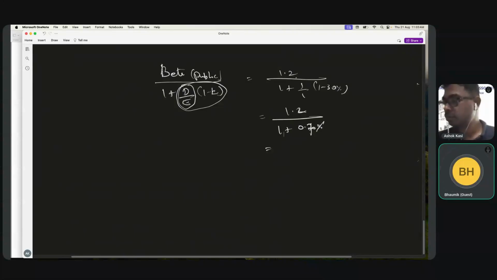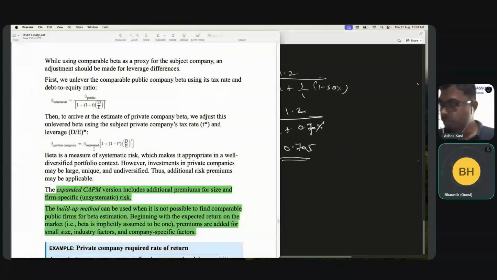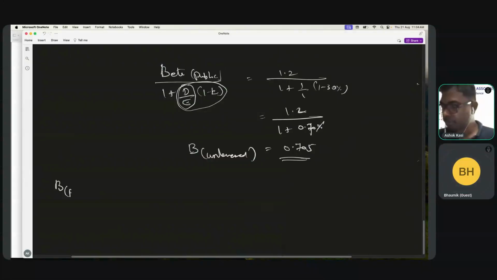1 plus 70%, 0.705. Okay, so this is the beta of the unlevered firm. There is no leverage, there is no debt here. Then the beta of the private company, that means NSDL, is equal to the beta of unlevered.